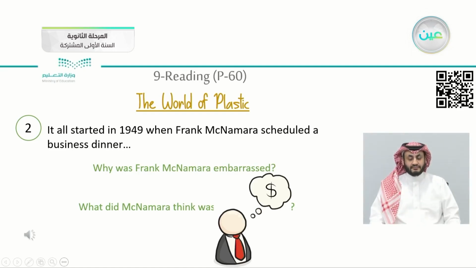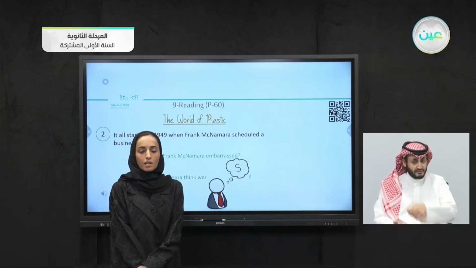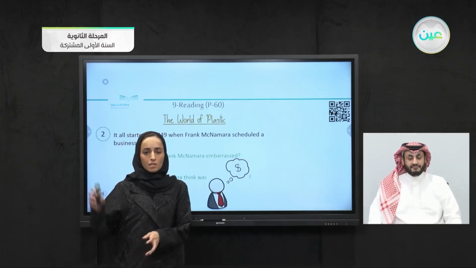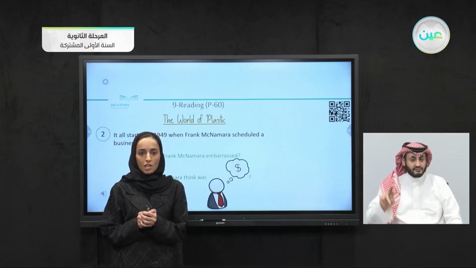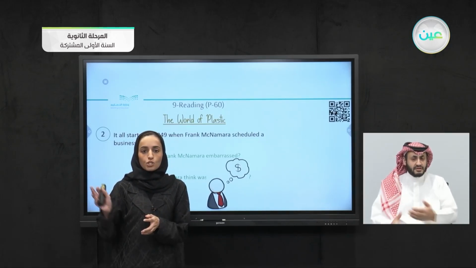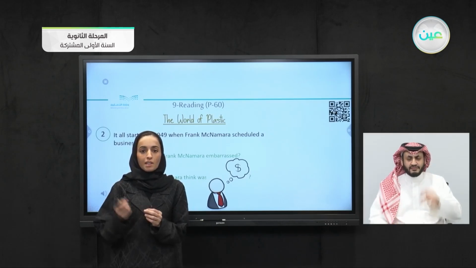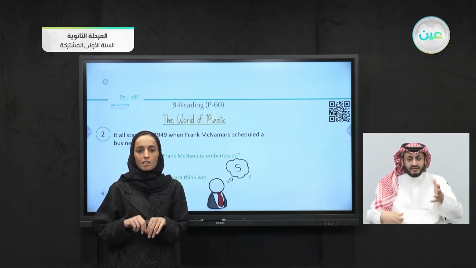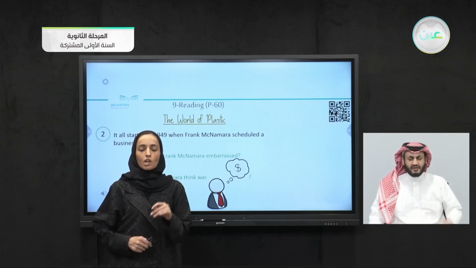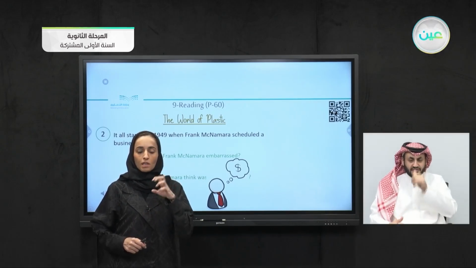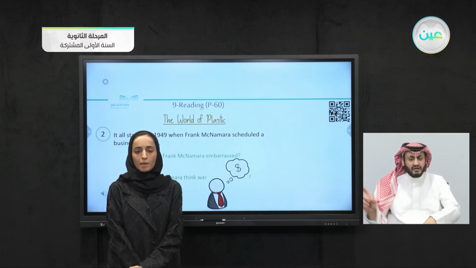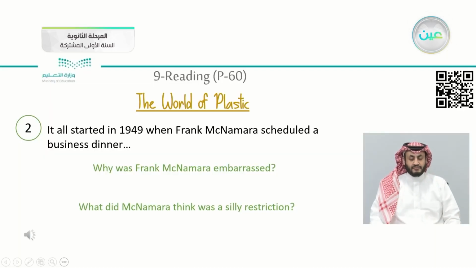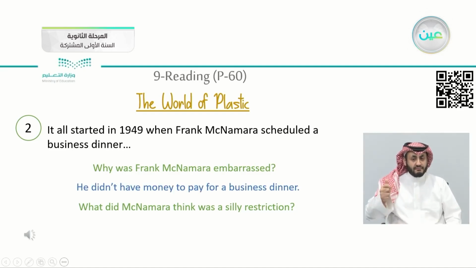Okay, so here we're having the story behind credit card. Frank McNamara was in a business dinner. He couldn't find his cash with him because he left it at home. So he was very embarrassed. Then that night he stayed all night thinking, that is very silly. Why do I have to carry my cash with me even though I've got it in my bank account? So here, why was Frank McNamara embarrassed? What happened to him? Because he didn't have money to pay for the business dinner. He left it at home.